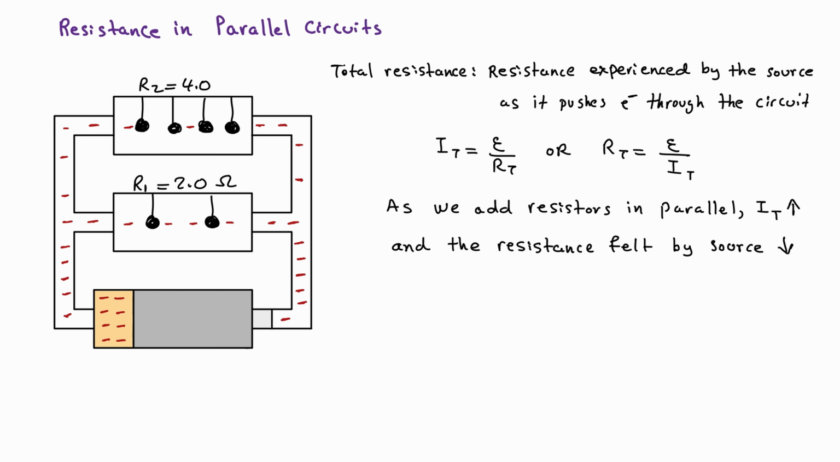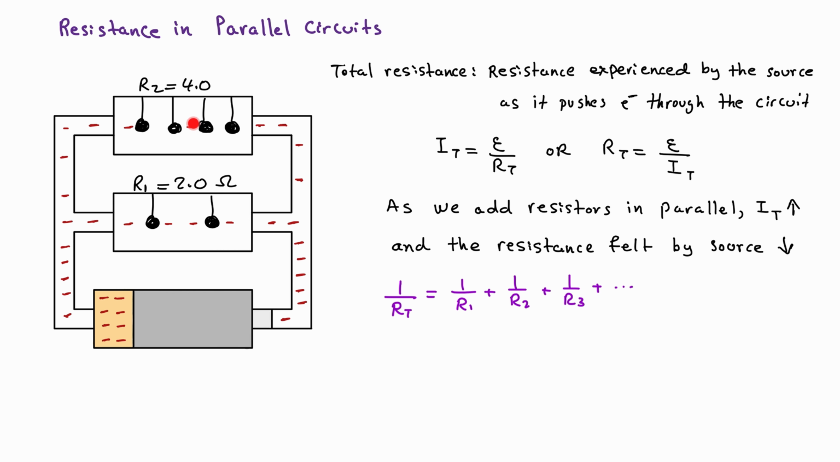Now, the way we calculate this resistance mathematically is 1 over the total resistance equals 1 over R1 plus 1 over R2 plus 1 over R3 plus dot dot dot. So that pattern continues and continues. I'm not going to go through the proof in this specific video, but I could make a separate video explaining the mathematics of that. How we use this equation, though, I'll go over.